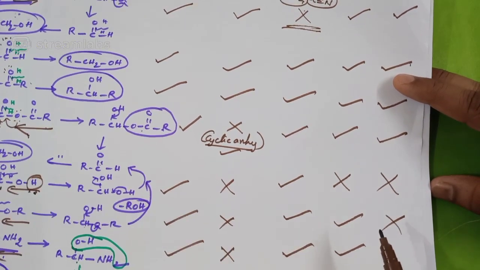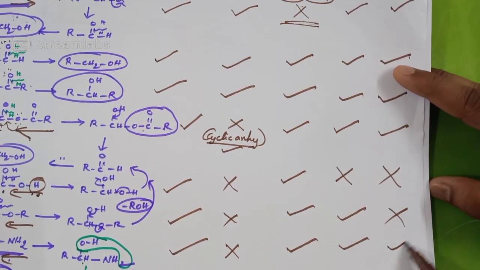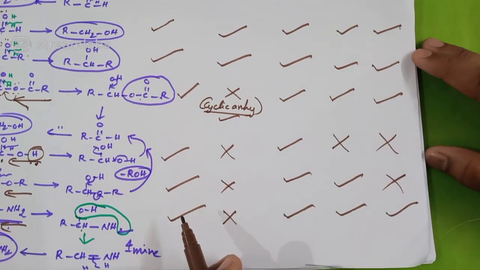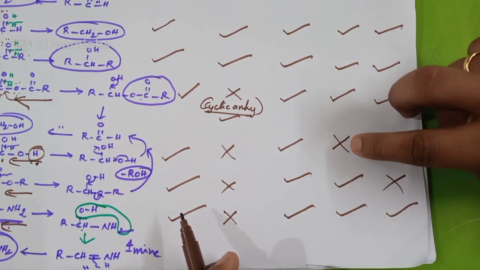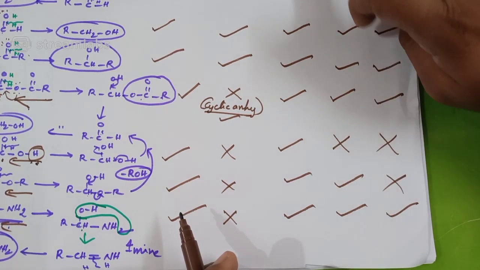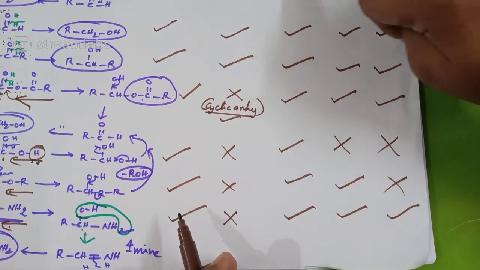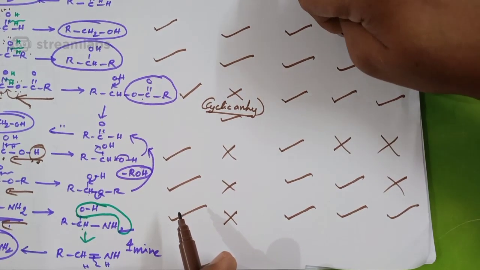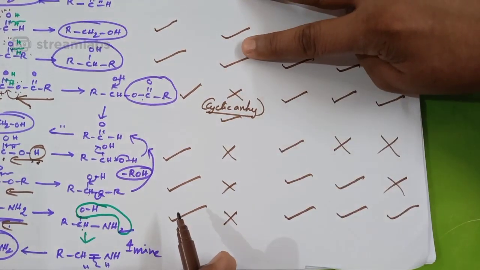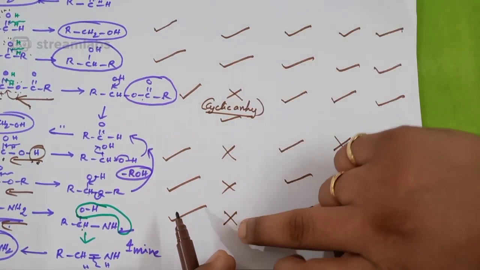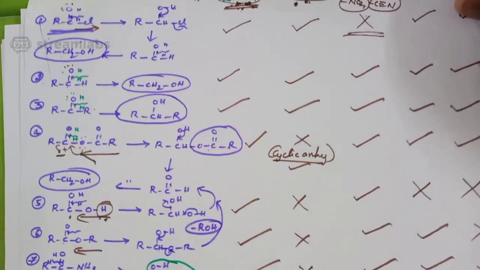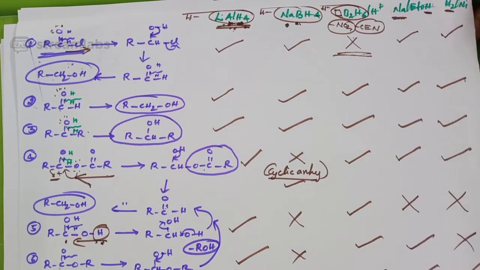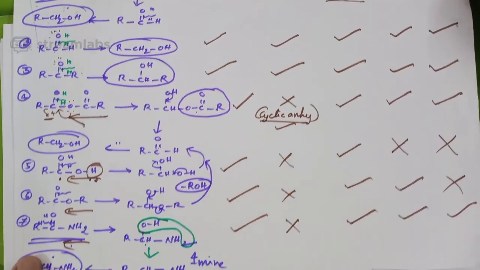Exception, keep in your mind, ester cannot be reduced by H2 with nickel, amides can be reduced. So the exceptions for H2 with nickel are carboxylic acid and amide. For sodium ethyl alcohol, carboxylic acid. For B2H6, acid halide, NO2 group, cyanide. For NaBH4, only these three: acid halide, aldehyde, ketone. The remaining all cannot be reduced by this reagent. Okay, so this part is more important.